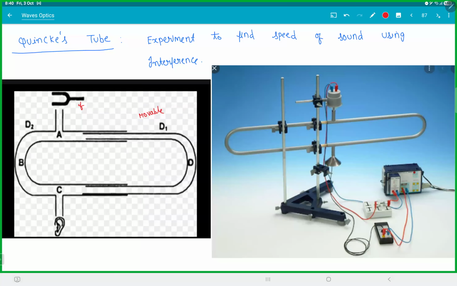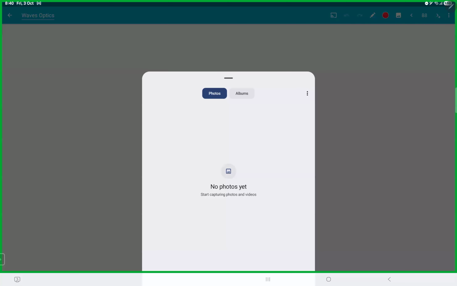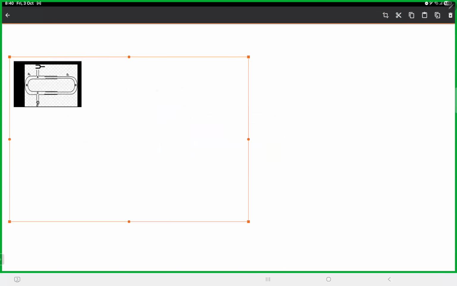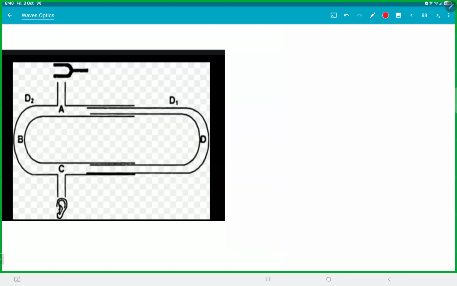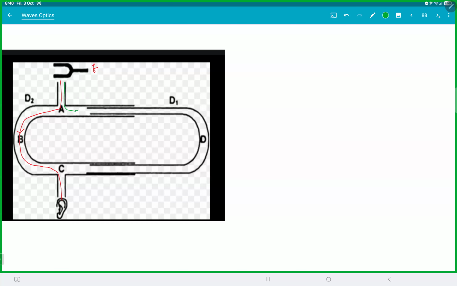A Quincke's tube. So it's made of two rods and one rod is movable. So how does this work? Again, a pretty straightforward concept. But again, when they say Quincke's tube, you should know how it works. So one sound wave will go from the tuning fork. Let's say it will go from the left. Another sound wave will go towards the right. So there we got two sound waves.